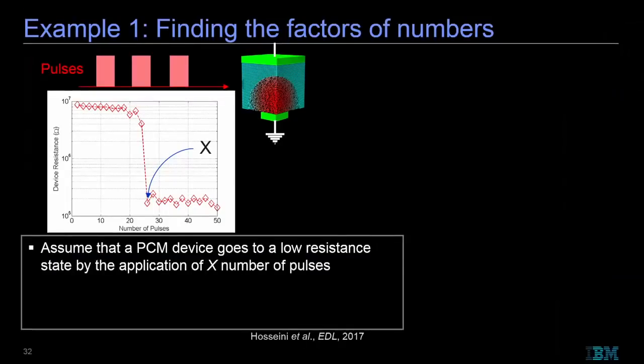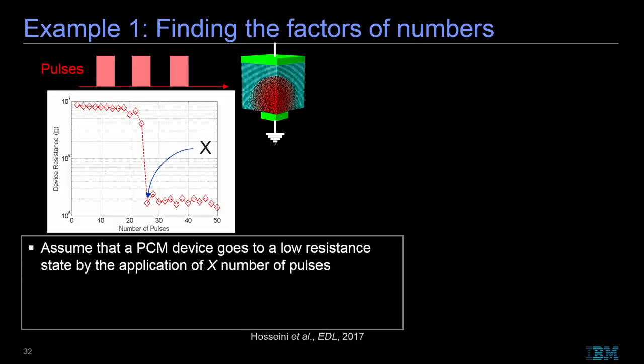As a first application, I will show how we could use it to find factors of numbers. It's more like a toy example, but I think it really gives an idea of how the whole thing works. So let's take a PCM device. Assume that it is initialized in such a way that it goes into a low resistance state after you apply X number of pulses, because that's when it completely crystallizes. It just goes into this state here.